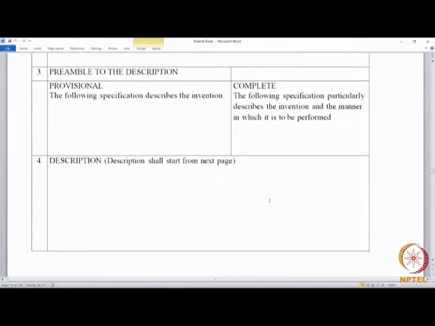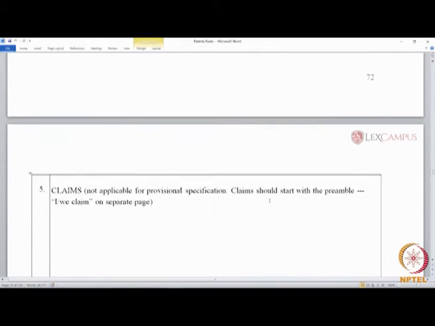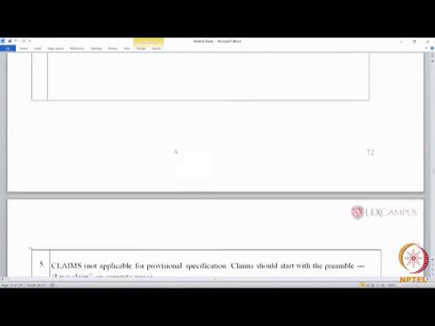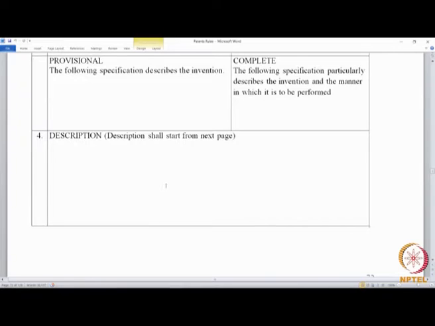Then you have a description, and the description will be of the invention. Then claims in clause 5. Now, if you see here, it is mentioned not applicable for provisional specification. Claim should start with the preamble I/V claim on a separate page. So, the claims have to be on a separate page, and form 2 expressly mentions that claims need not be applicable for a provisional specification. So, we understand a provisional as a description of an invention, because the descriptive part in clause 4 is still necessary, a description of an invention without the claims, whereas a complete should necessarily have the claims.